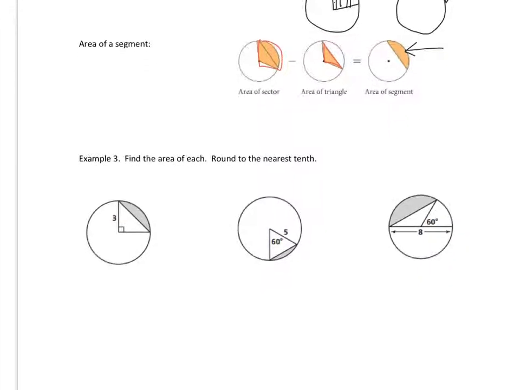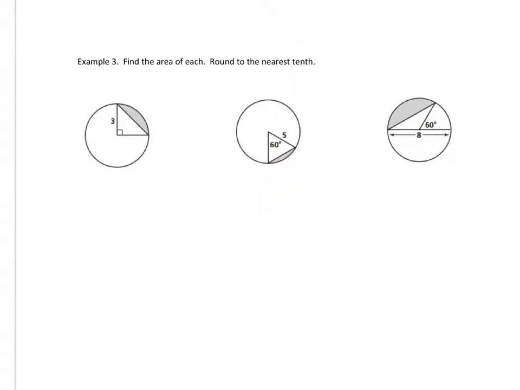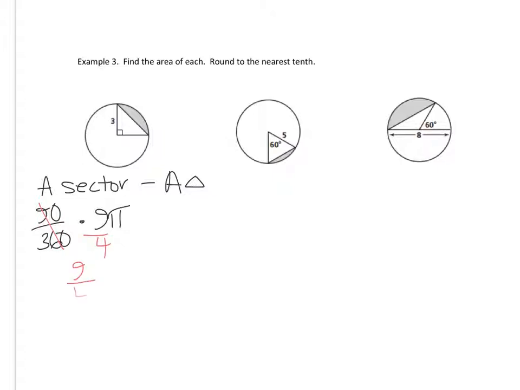So find the area of each. This is a segment, so we have to find the area of the sector and subtract the area of the triangle. The area of the sector is 90 over 360 times the area of the circle, which is 3 squared pi, or 9 pi. We reduce, so this is 1/4, and this is 9/4 pi, minus the area of a triangle.